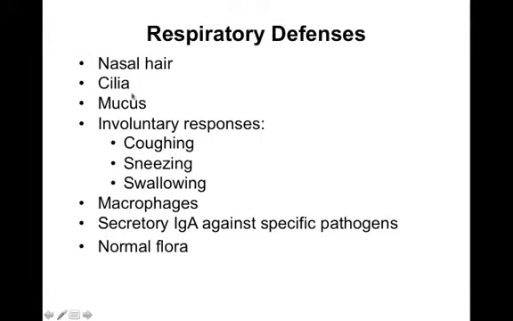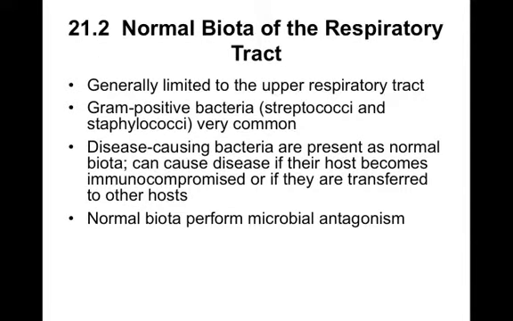Secretory IgA: since there's a lot of mucus here, you would expect that there'd be a lot of IgA as well, since IgA is excreted from the mucous membranes. And then normal flora, which you find primarily in the upper respiratory tract, acts as a great community organism to prevent excess nutrients being available for potential pathogens.